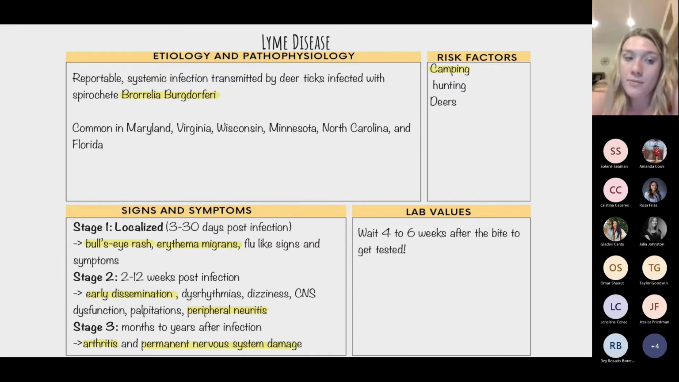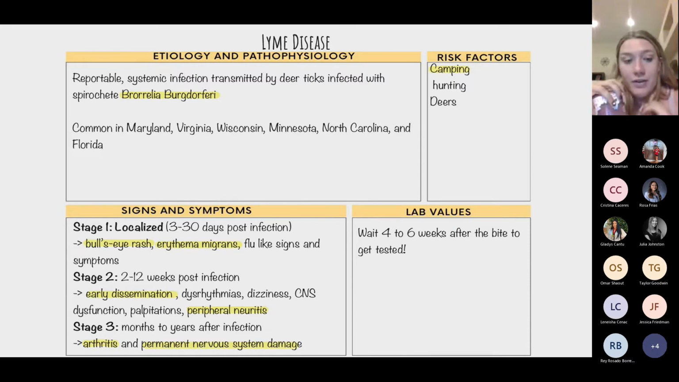If your patient comes and presents with this, we're going to want to admit them and start them on some antibiotic treatment. But what if they got bit on their back and they can't see the rash and maybe they just thought that they were feeling a little bit run down because they just had this camping trip that took a lot out of them? That might be why they might not come to the hospital if they simply miss the first stage. That's when you're going to start seeing some early dissemination, dysrhythmias, dizziness, CNS dysfunction, peripheral neuritis. We're going to start to see a decline of a lot of the body systems.